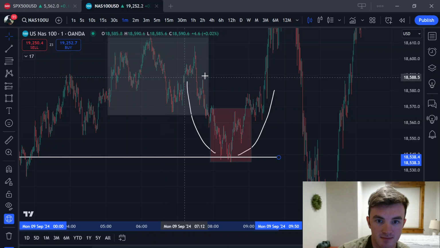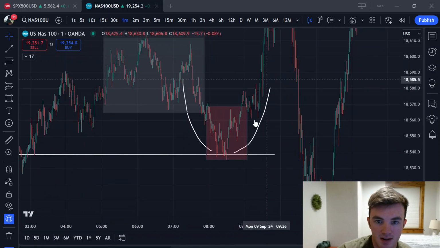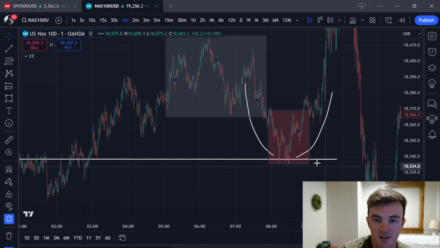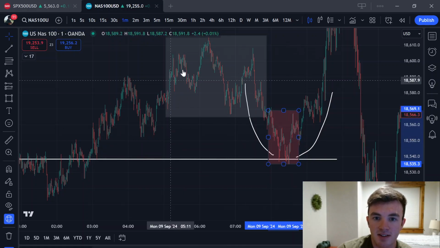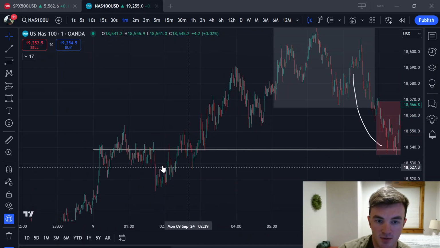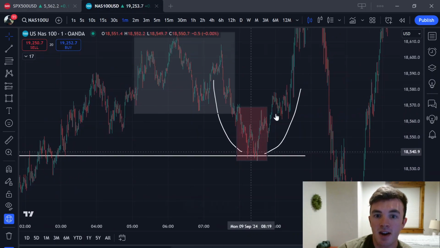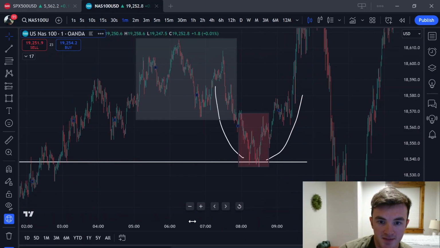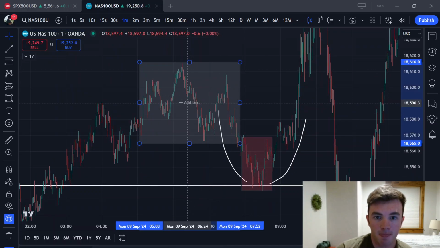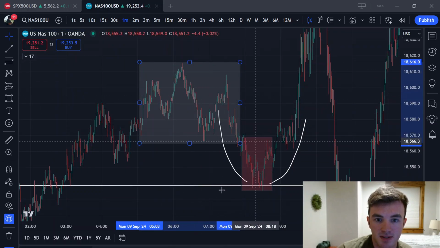I mean, this is just too obvious to call this not happening, right? This is clearly an accumulation range. This is clearly a manipulation into a key level. You guys saw me mark that out, and then distribution higher. So manipulation. So we're gonna title this. Let me put this top right, top center.